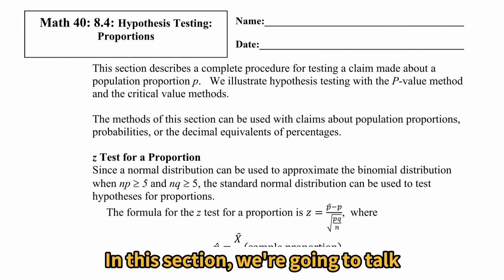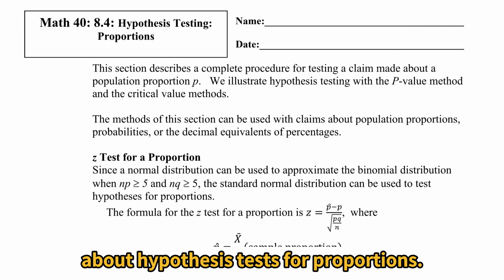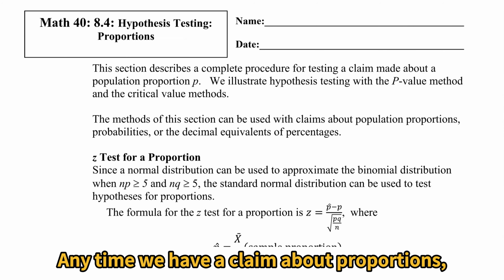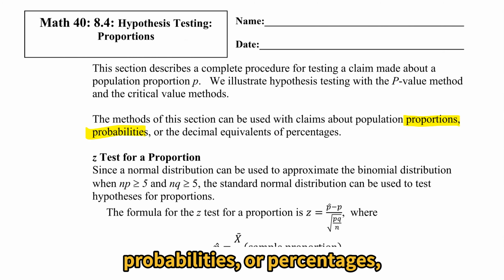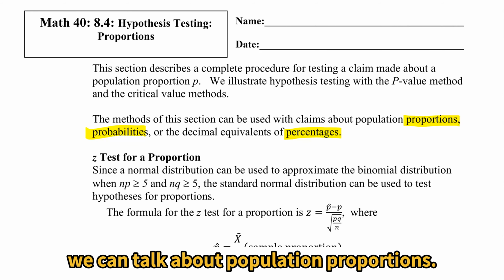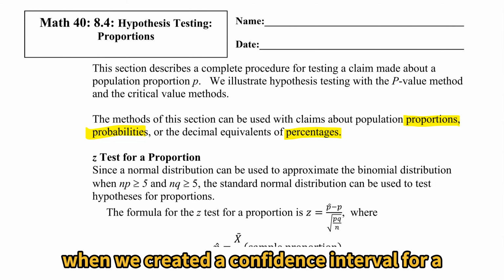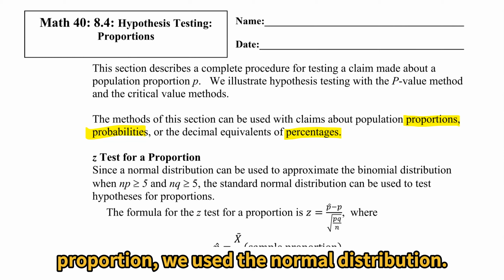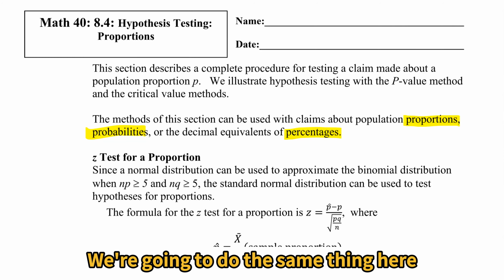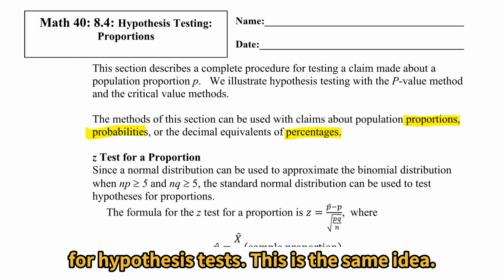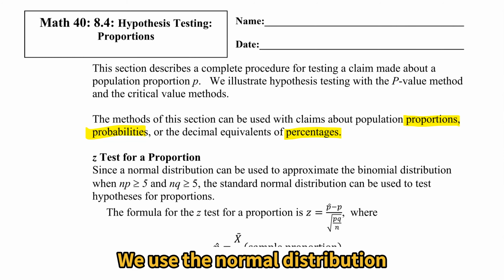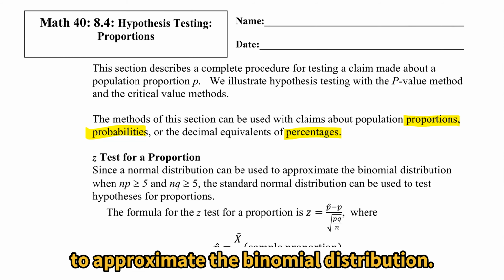In this section, we're going to talk about hypothesis tests for proportions. Anytime we have a claim about proportions, probabilities, or percentages, we can talk about population proportions. Just like for Chapter 7, when we created a confidence interval for a proportion, we used the normal distribution. We're going to do the same thing here for hypothesis tests. It's the same idea. We use the normal distribution to approximate the binomial distribution.